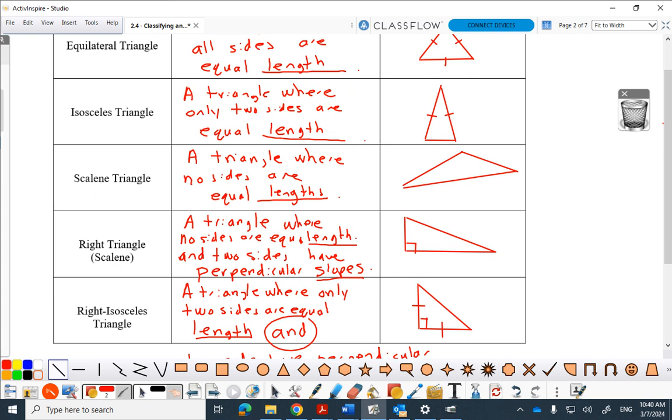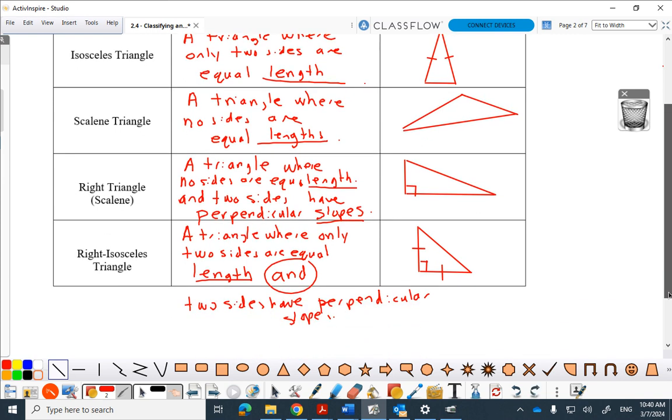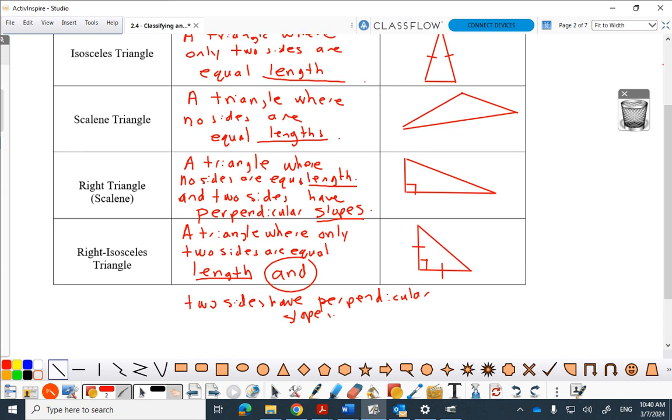Oh, wait. And two sides have perpendicular slopes. Is it okay? Do you need more time? Here's your reference sheet. Between now and whenever the test is, that info's got to get in there.